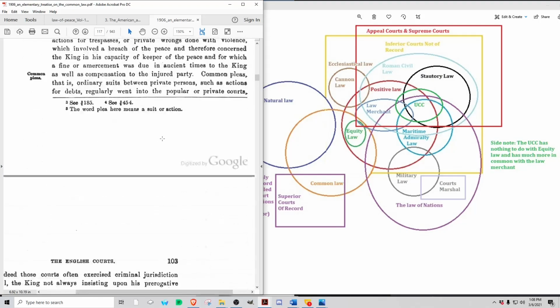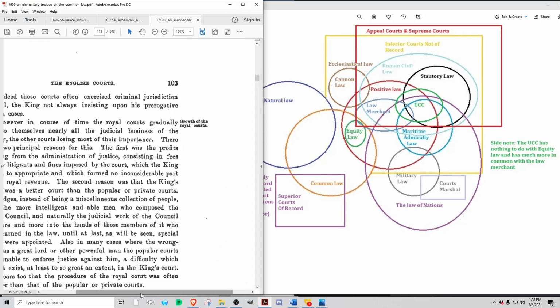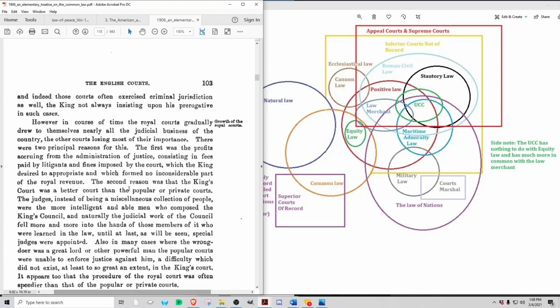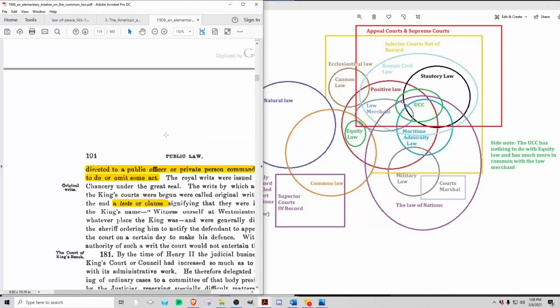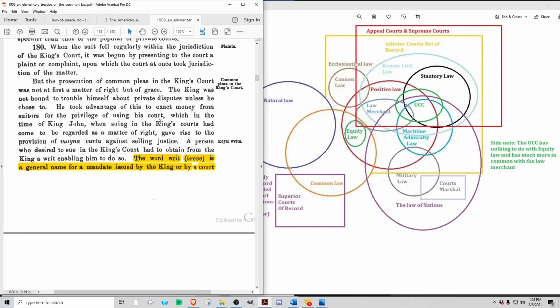So I'll skip this down. I'm going to skip down, because these are some of the other special courts, to Chancery here. Well, I guess I'll cover this real quick. Just the common pleas of the King's Court. So I'll get into the King's Court. So the prosecution from common pleas in the King's Court was not at first a matter of right, but of grace. So the king didn't have to take a case if he didn't want to. The king was not bound to trouble himself about private disputes unless he chose to.